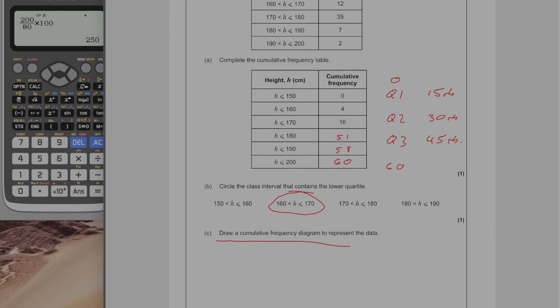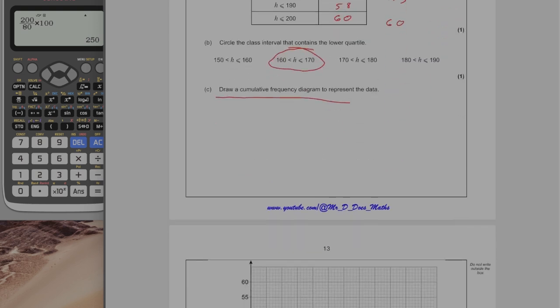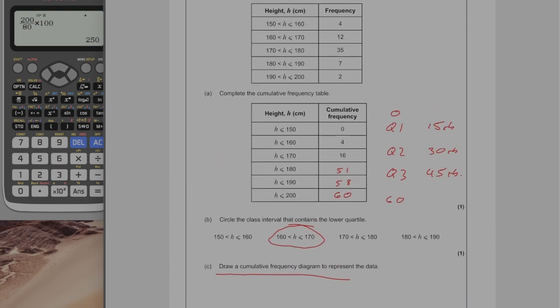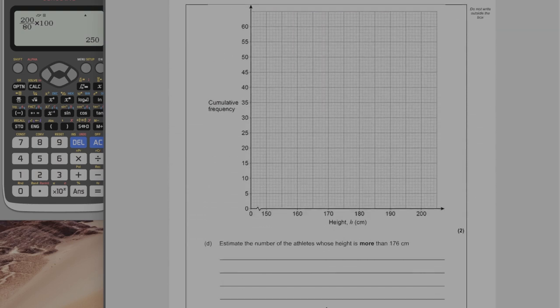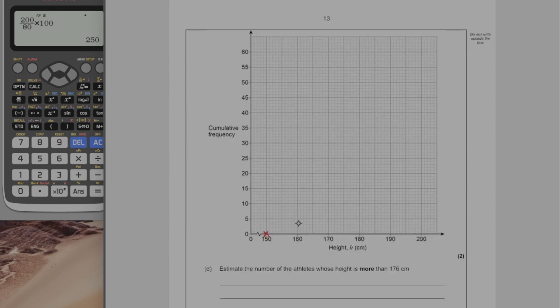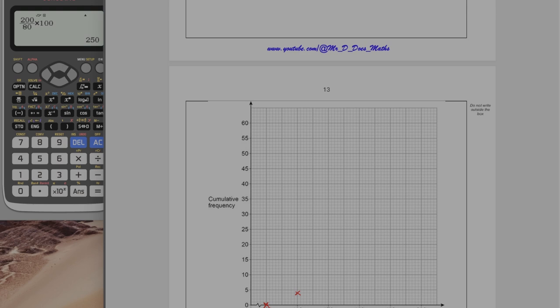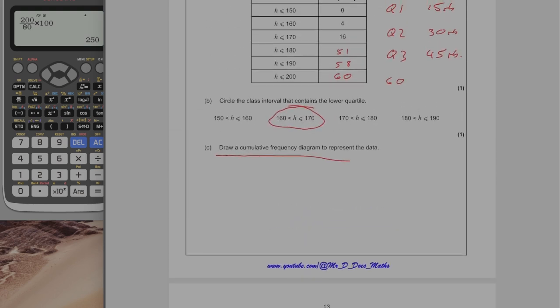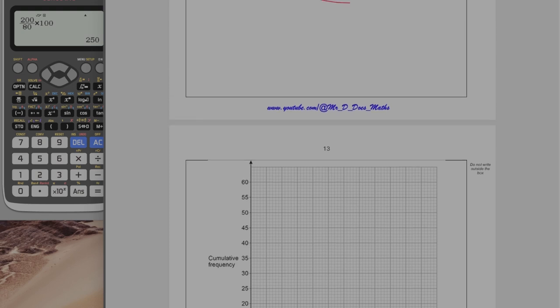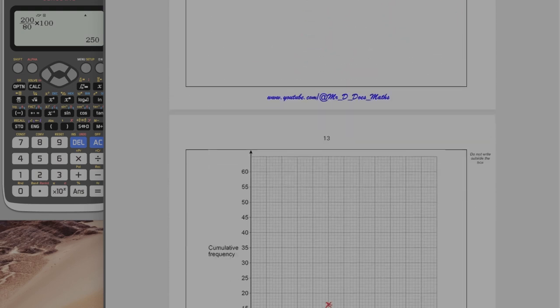Right. Draw the cumulative frequency diagram to represent this data. Okay, right. So I'm going to be flicking backwards and forwards a fair bit here. So we're saying 150 is 0. We're then going 160 is 4, 170 is 16, 180 is going to be 51.